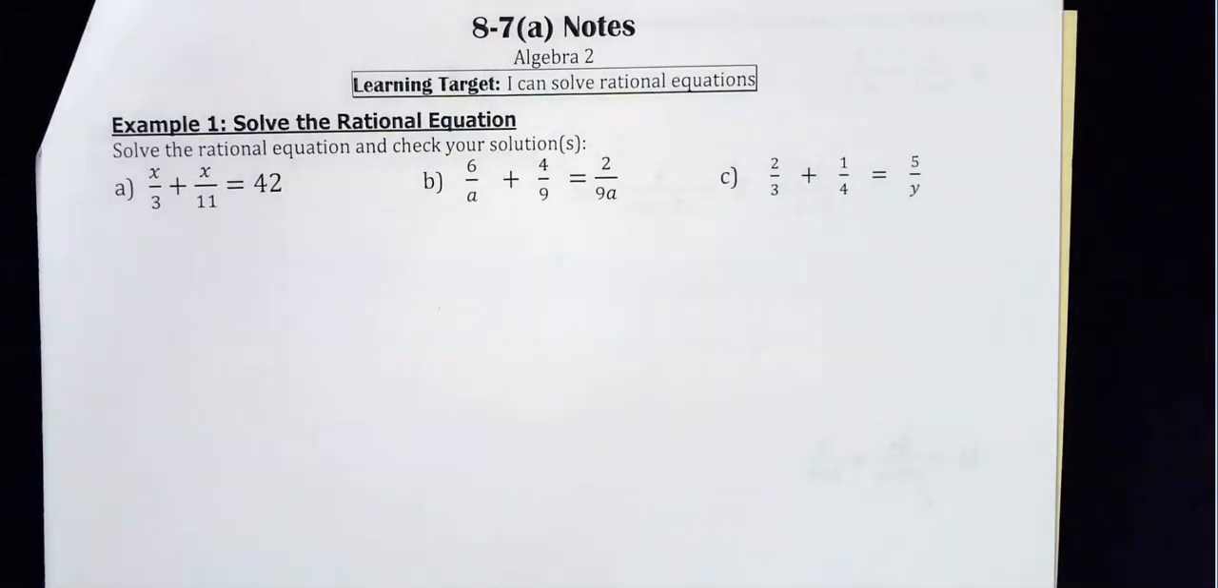So I have a bunch of different examples, different types of rational equations, just to give you some little hints to make things easier to work with. So, very first problem. I've got x over 3 plus x over 11 equals 42.